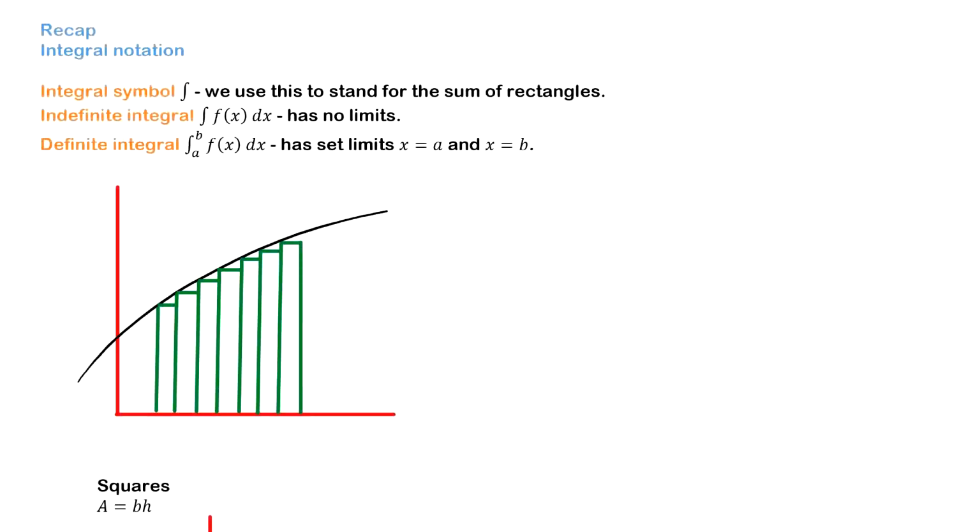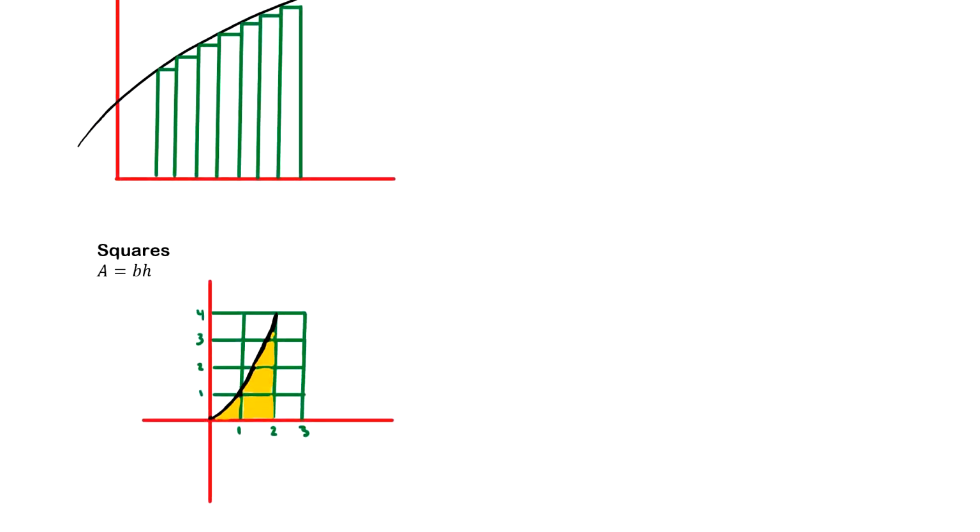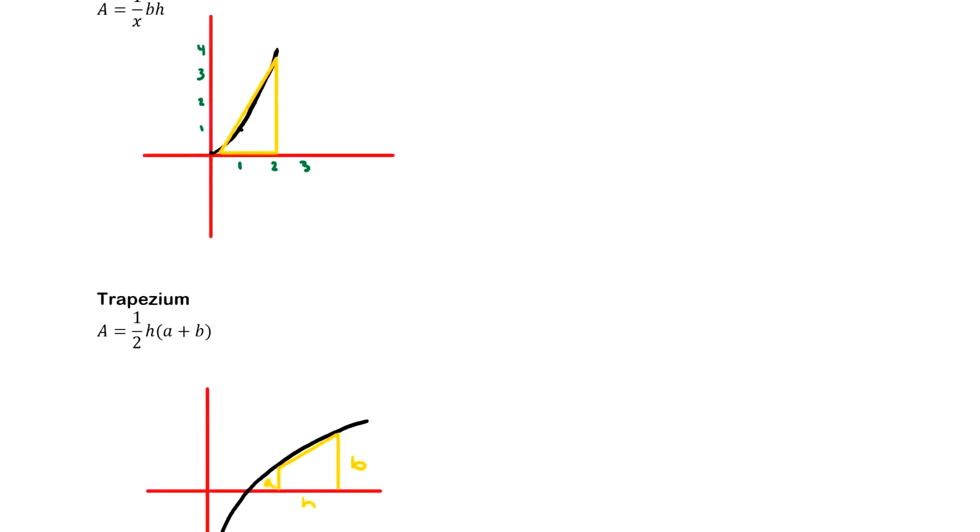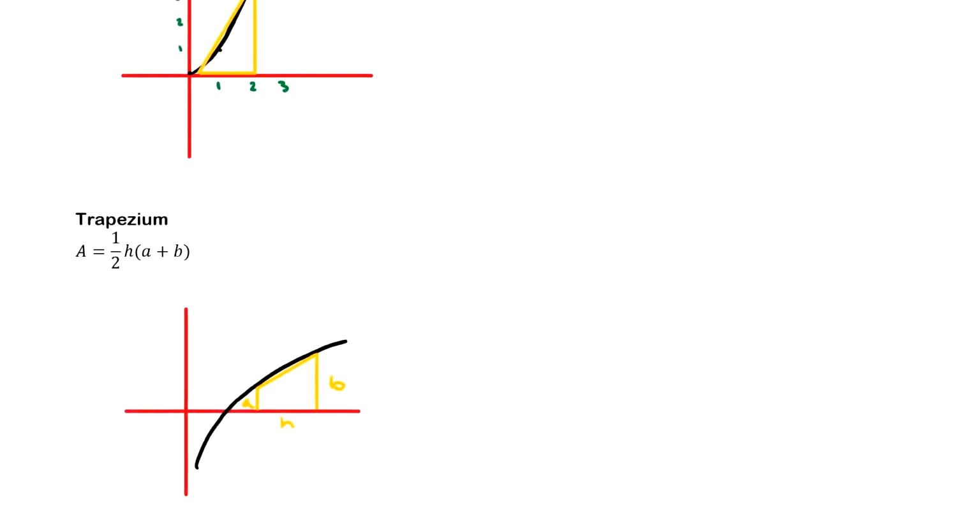So to recap, remember you've got the integral symbol, which is that S. You have two types. You have indefinite, which has no limits, and definite, which has a set range between two x values. We can use rectangles, as you can see on the screen, to approximate it. We can use squares, we can use triangles, and finally we can use a trapezium. Each of these can be used to represent or find the approximate area under a curve.